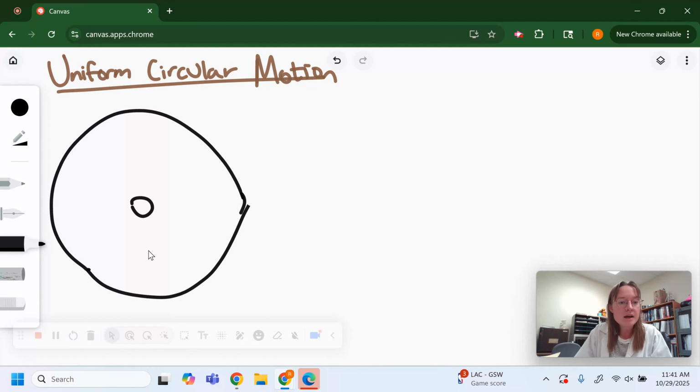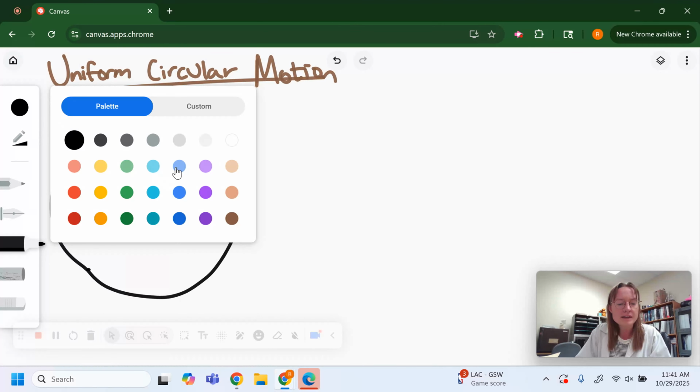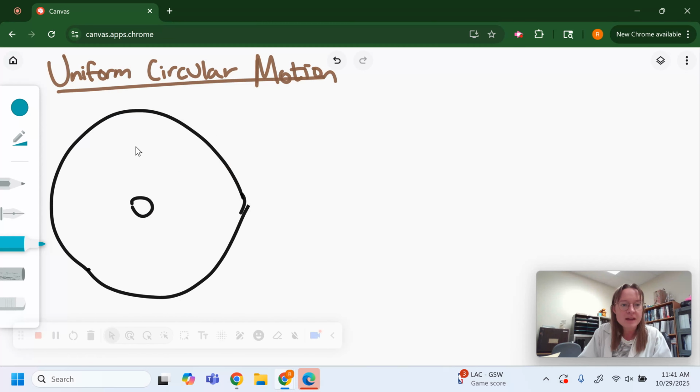So here we have a record. Let's suppose that on this record you had two little bugs who decided that today would be the day. What color should the bugs be? Teal. We're going to have cyan bugs.